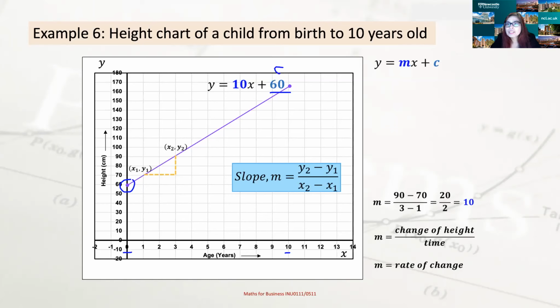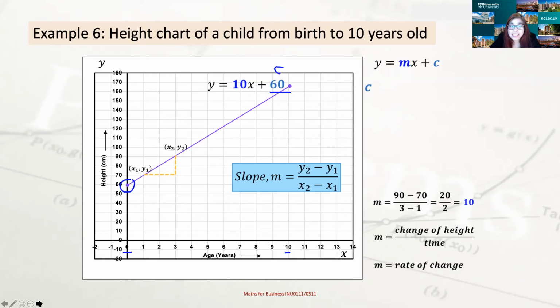Compare it with the equation of the straight line. It is c is equal to 60. Beautiful, isn't it? So what does C mean? What does this value 60 mean? Where does it correspond to? It corresponds to the value of Y when X is equal to 0. When X is equal to 0, Y is equal to 60. When the child is 0 years old, the height of the child is 60 centimeters. Can you see the relationship?